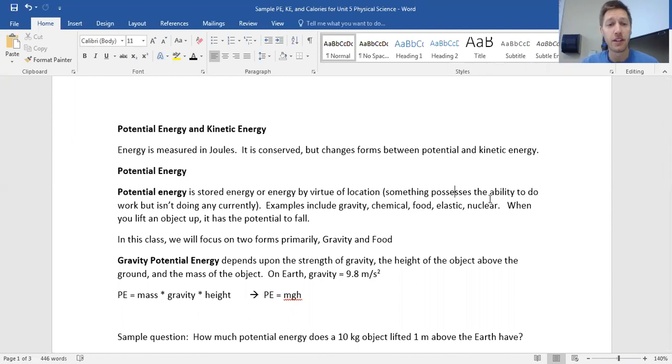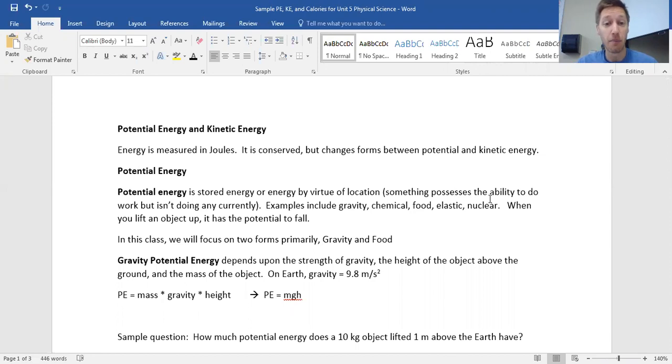Spend a few minutes talking about potential energy and kinetic energy for physical science class. Potential and kinetic energy are two different ways to describe energy. All energy is measured in joules, which is the unit of energy. Potential and kinetic energy are not conserved, but they can change forms.